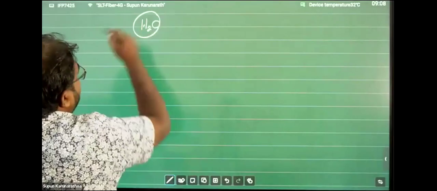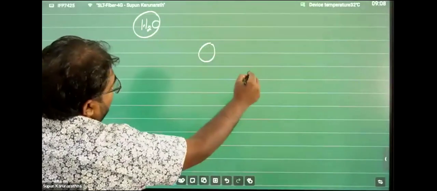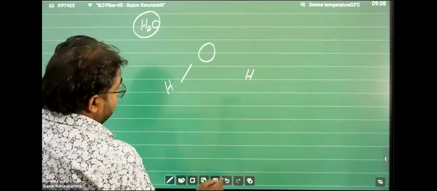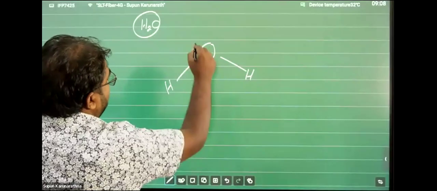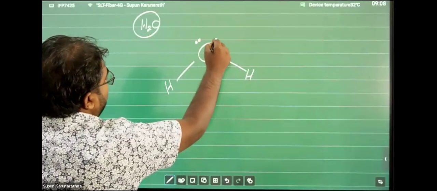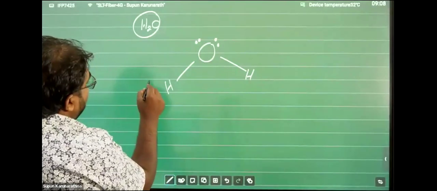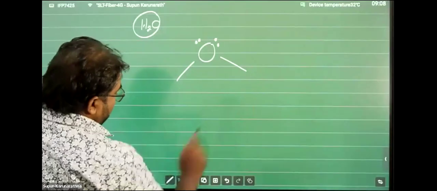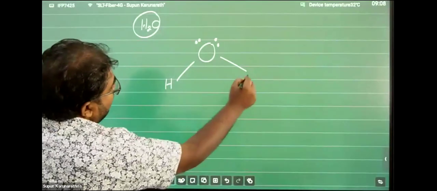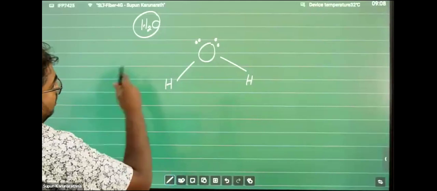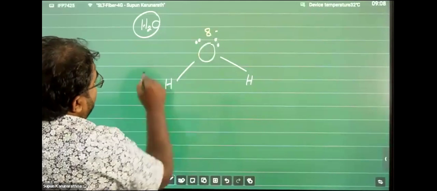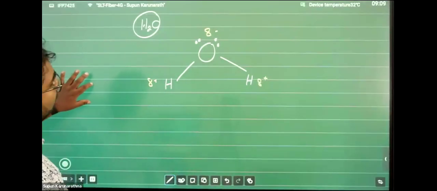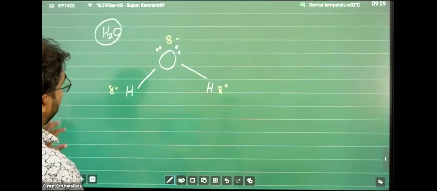It's a water molecule. Here is the oxygen, here is the hydrogen, so I am going to draw the Lewis structure. Here is a lone pair of electrons. We know that hydrogen is relatively electropositive compared to oxygen. Therefore, oxygen takes a slightly negative value and hydrogen takes a slightly positive value. So we call it a polar compound.